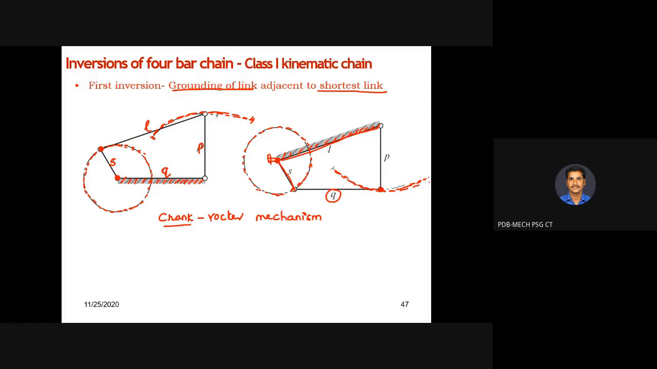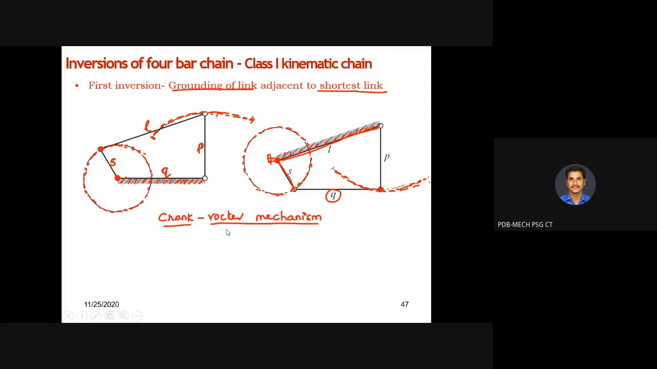So in this case, if you fix the link which is adjacent to the shortest link, you will be getting a crank rocker mechanism. Where can you see the crank rocker mechanism? Wiper, sir. Yes, the windshield wiper system, in which the shortest link will be rotating 360 degrees, and the output link, which is nothing but the wiper blade, is going to make rocking motion, so that the car dust particles and moisture will be wiped off from the car glass.